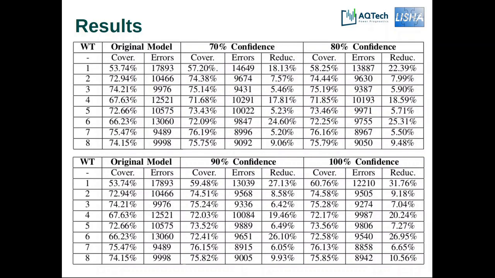This table shows the results when using different levels of confidence to classify a data point as faulty and discard it. Obviously, requiring 100% confidence gets the highest reduction on false alarms, but it will also discard more good points as false positives. As previously shown, wind turbines 1, 4, and 6 got the greatest reduction on false positives.